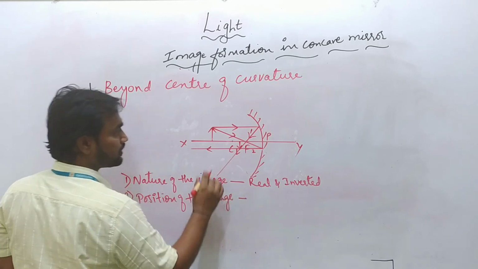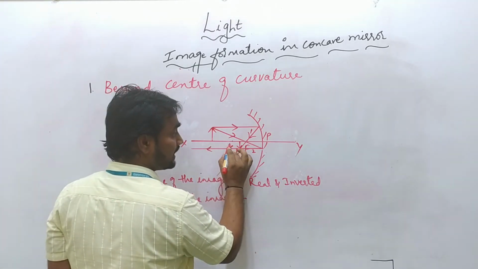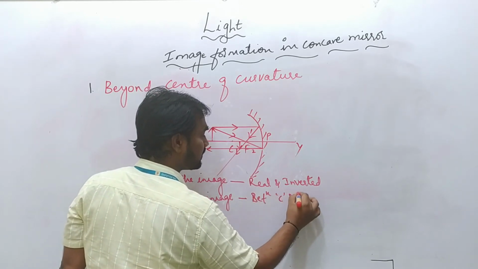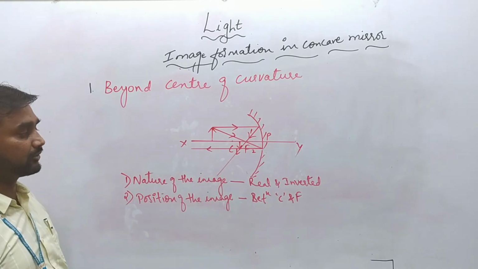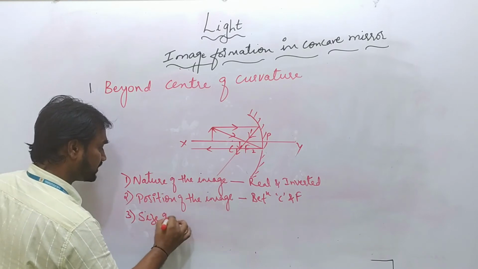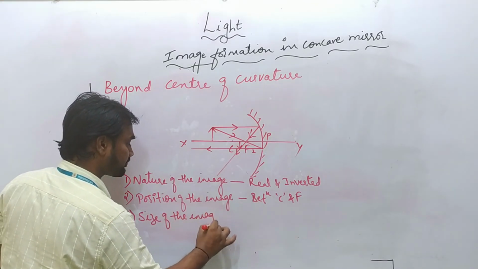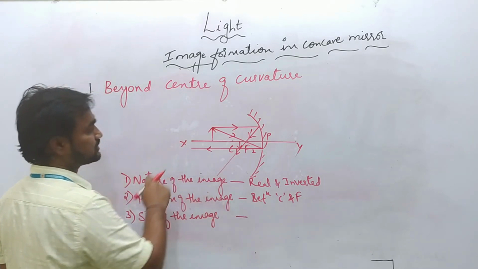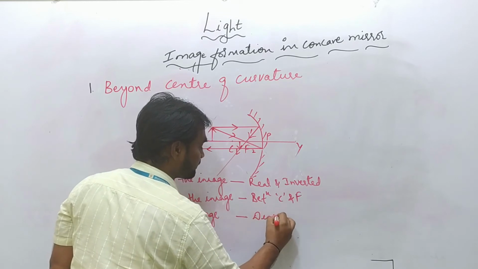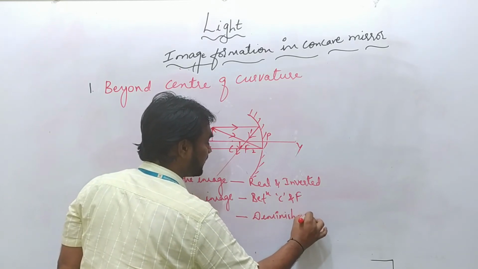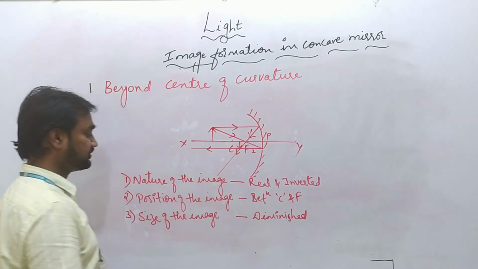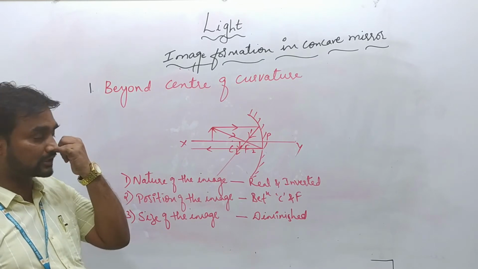Where is the position of the image? It is between C and F. That is, between the center of curvature and the principal focus. And third one is the size of the image. Here you could see the size of the image is diminished. Diminished you can write, or you can write smaller than the object.